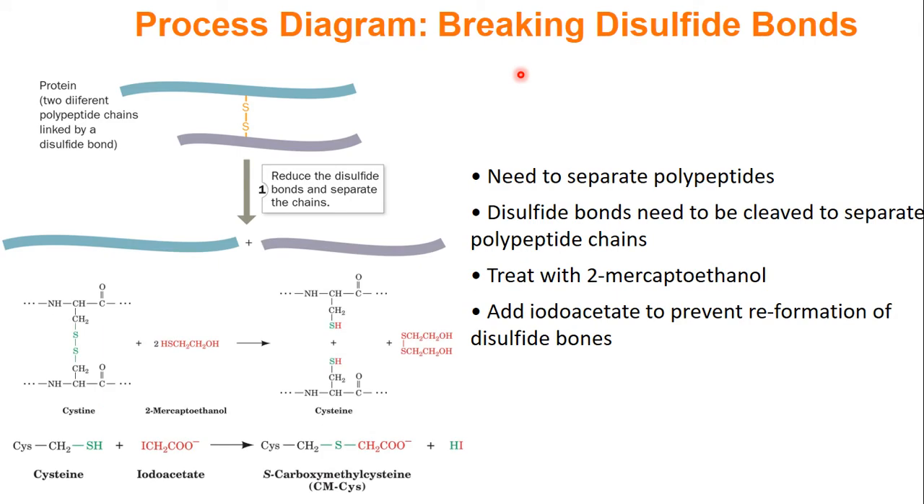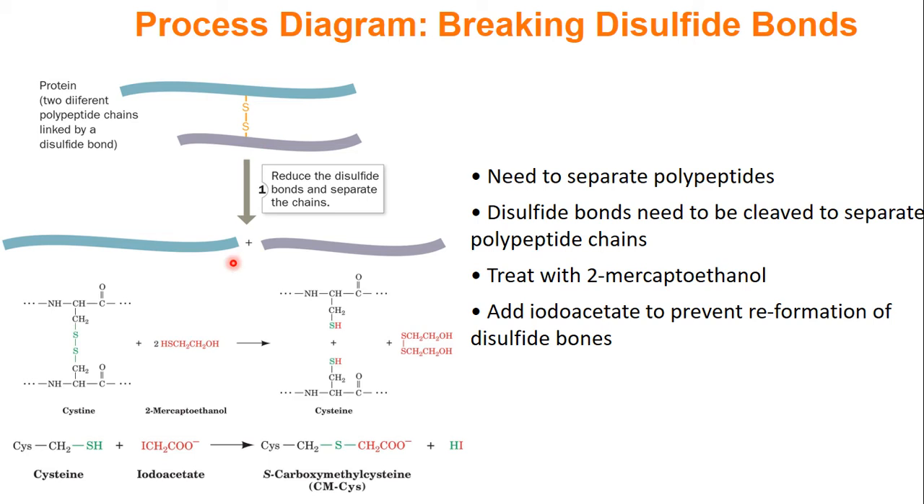Now, when you are doing sequence analysis for proteins, like I said, you do have to separate your peptide chains. Now, if they aren't connected by disulfides, then it's easy enough. You just use heat and they will come apart. However, if you have two cysteines on different polypeptide chains, they can form this disulfide bond. And so we need to reduce that or break this disulfide bond to separate the chains.